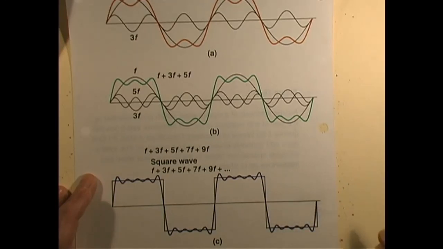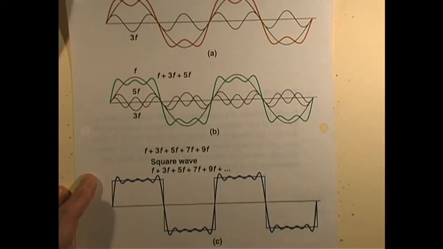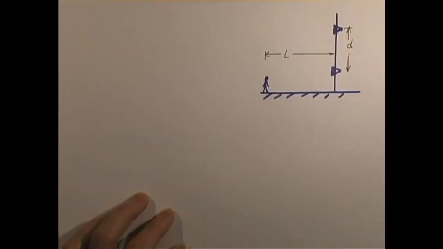So this is a stunning example of how you can use Fourier analysis to get pretty much any periodic wave, including those very sharp edges, in other words, square waves. Okay, let's look at a sample.